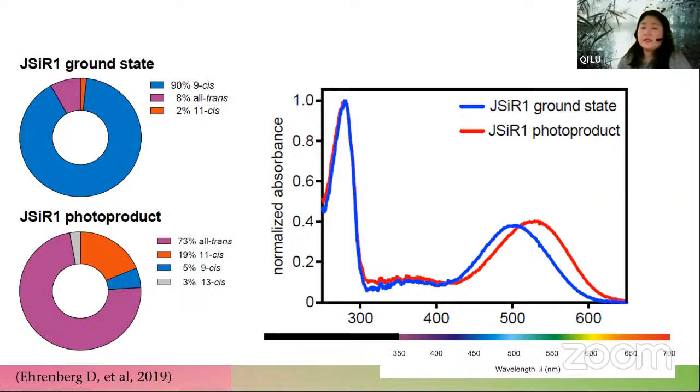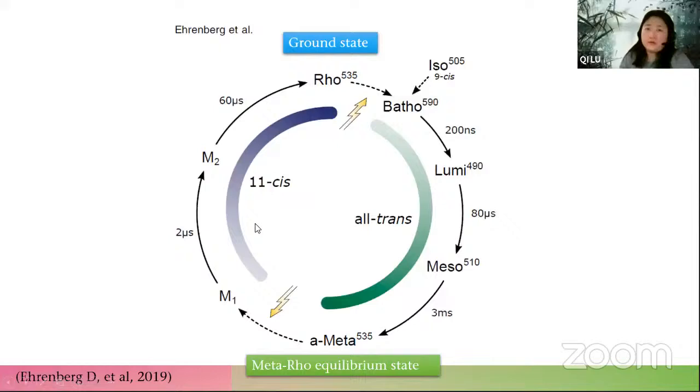Again, this is the absorption spectrum pattern, and we can see that the absorption patterns are different between the ground state and the photoproduct state. That's because this line is like a characteristic pattern of the all-trans retinal, and this blue line shows the 11-cis chromophore.